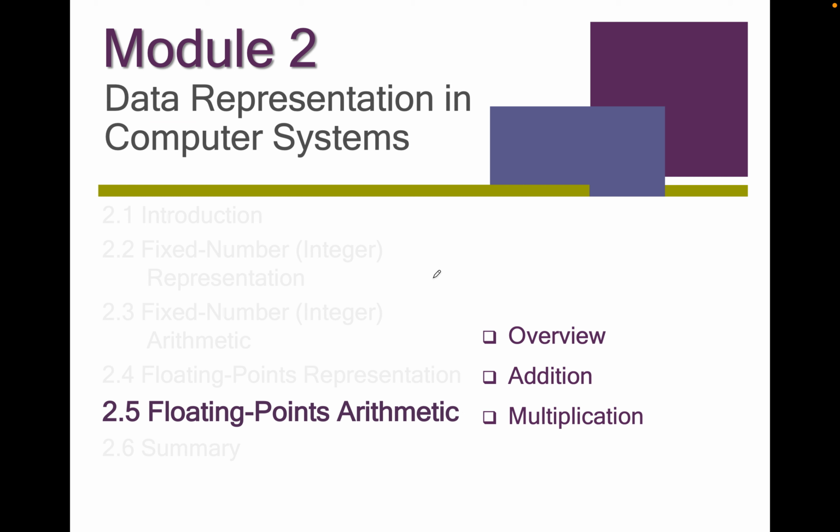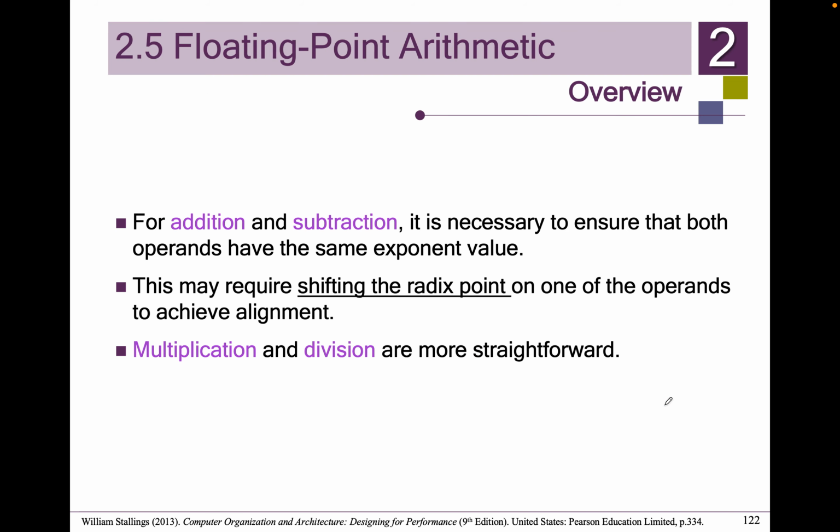Okay, our last subtopic under floating point arithmetic: you're going to have addition and also multiplication only. For addition and subtraction, it is necessary to ensure that both operands have the same exponent value. This may require shifting the radix point on one or the other of the operands to achieve alignment.